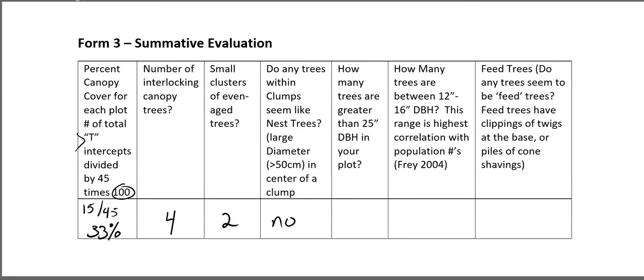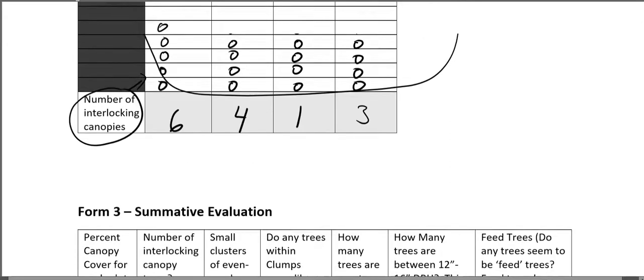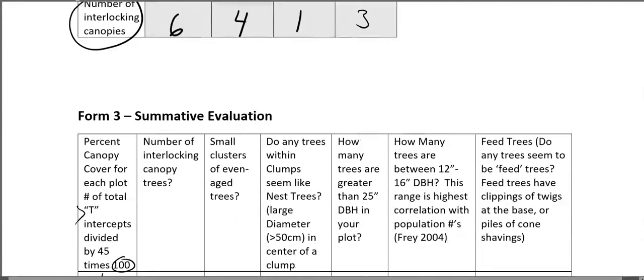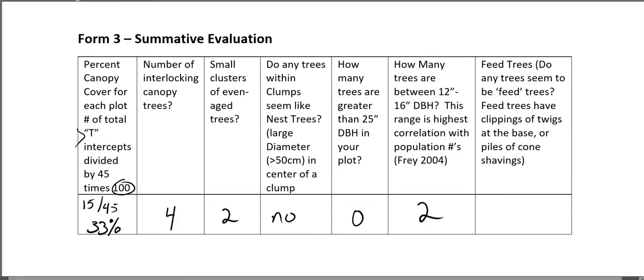And how many trees are greater than 25 inches DBH? I had 0. How many trees between 12 and 16 inches DBH? And that is what they say, having a high number of trees in that range is correlated with having a lot of squirrels. So let's just go back. So 12 to 16 inches. Let's go back up here. It looks like I had 2 trees in that size range. So we'll say 2. And do any of the trees seem to be feed trees? And we said no.